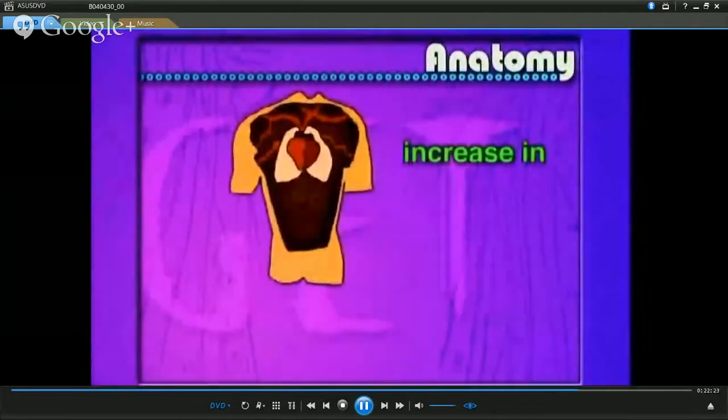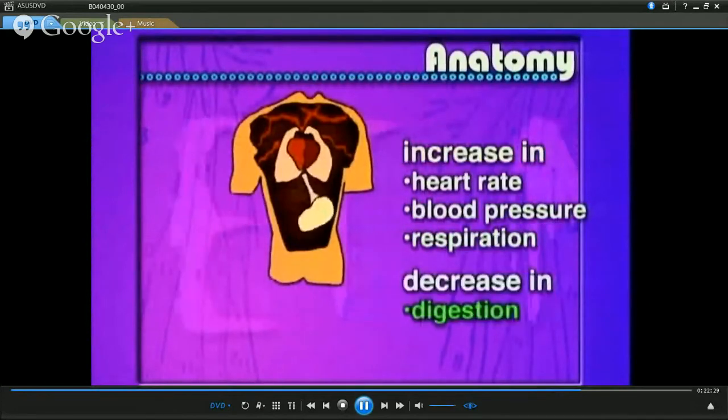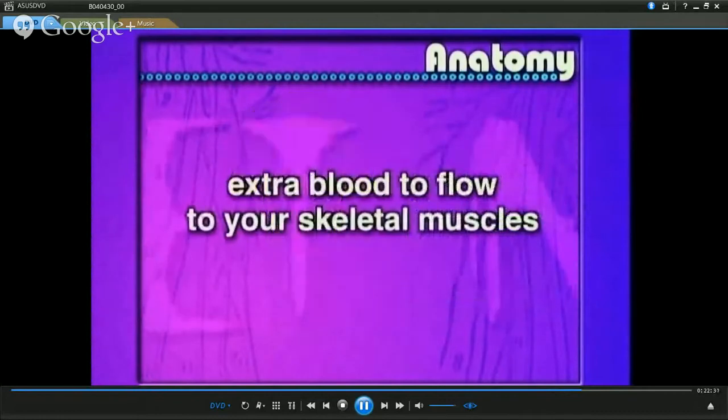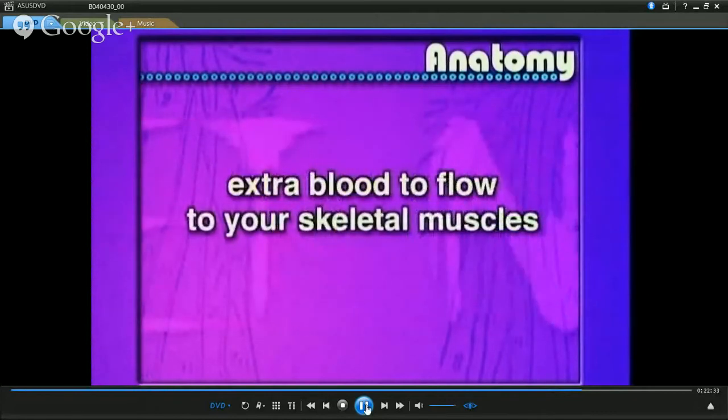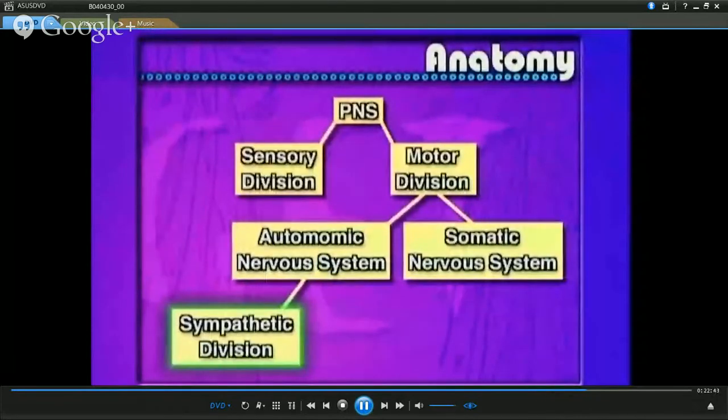There's an increase in heart rate, blood pressure, and respiration. Interestingly, there's a decrease in digestion, which allows a lot of extra blood to flow to your skeletal muscles. This prepares the body for swift and immediate action. Ow! That's the sympathetic division of the autonomic nervous system.